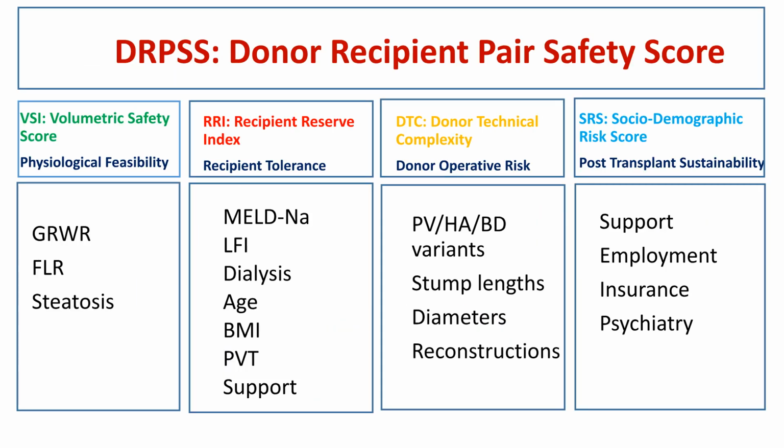The hypothesis utilizes 4 indices. The Volumetric Safety Index and Recipient Reserve Index assess physiological feasibility and recipient tolerance. The Donor Technical Complexity Score addresses operative risk. Finally, the Socio-Demographic Risk Score ensures post-transplant sustainability. These combine into the Donor-Recipient Pair Safety Score, or DRPSS.